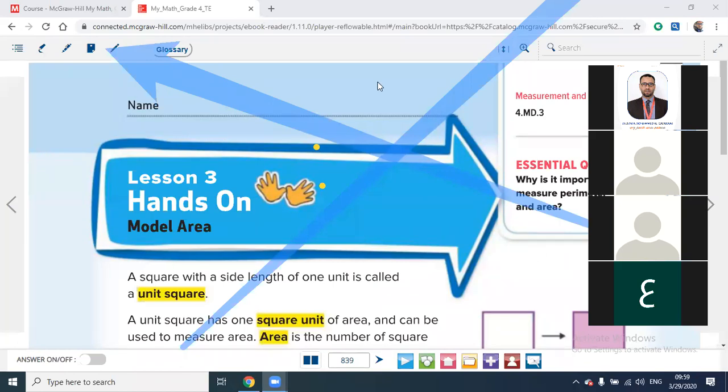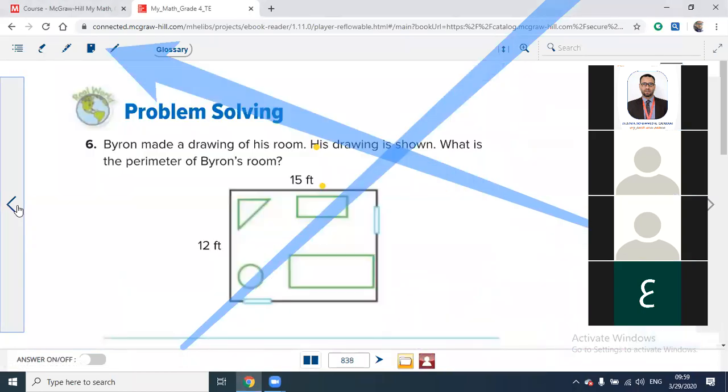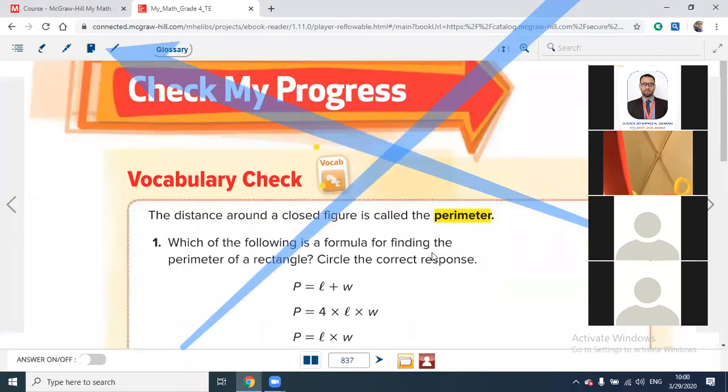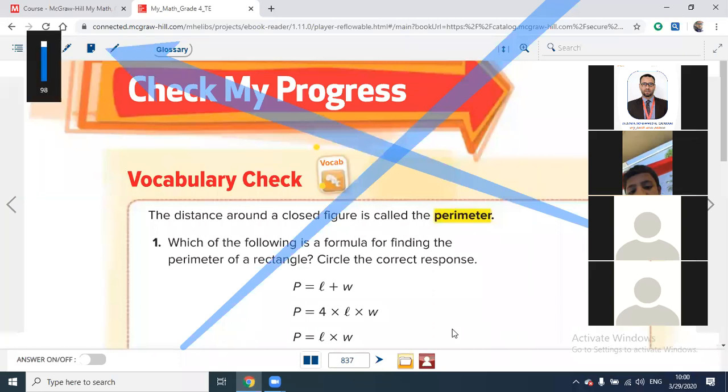Our lesson today is still chapter 3, model area. Okay? But before we start our lesson, we have to go back to page 837, please. Mr. Mustafa, yes, you have your book at page 837. Can you hear me now? Is the sound clear? Okay.